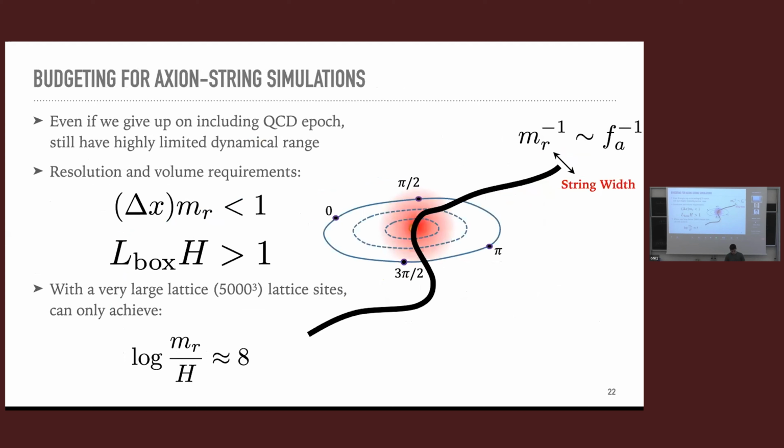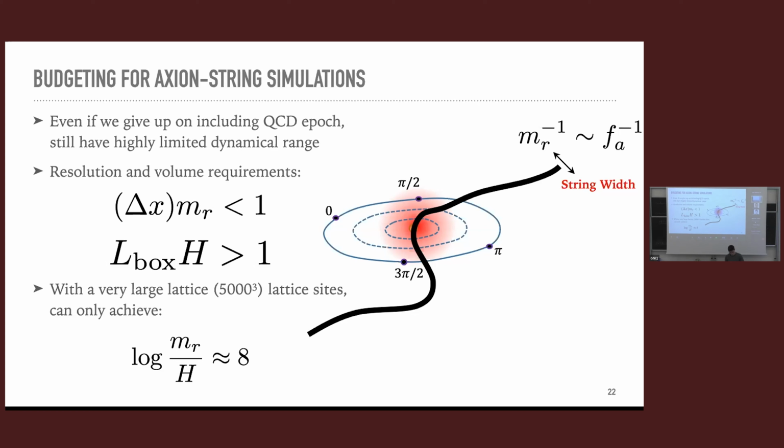Great. So the point here is in these simulations that I've been referring to, they've actually totally given up on simulating QCD. They're doing pure string simulations. But even in these simulations, you're fighting your requirements of having a large volume and having a really high spatial resolution. Specifically, these constraints say I need delta x, the lattice spacing, times the radial mode mass to be less than 1. And I also need the co-moving size of the box times the co-moving Hubble to be larger than 1. If you put these constraints together, you find that with a very large lattice, something like 5,000 cubed lattice sites, you can only get to log of about 8, which is not what you wanted if you said, I think the physical hierarchy is at log equals 7.